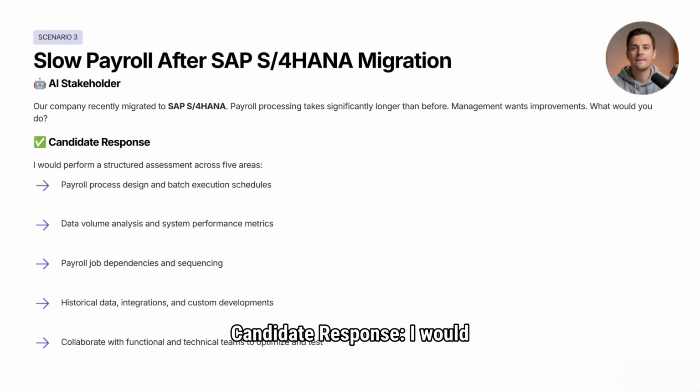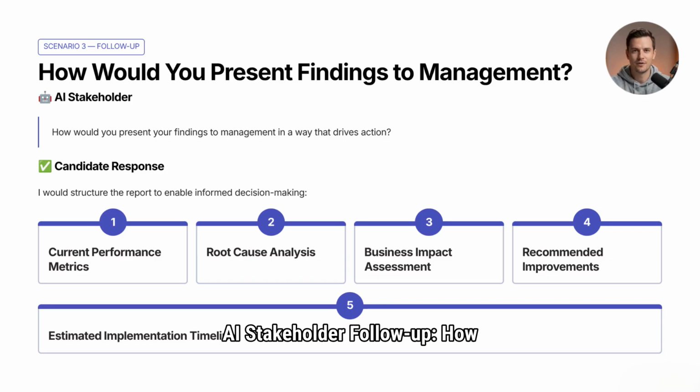Candidate response: I would perform a structured assessment covering payroll process design, batch execution schedules, data volume analysis, system performance metrics, and payroll job dependencies. I would identify bottlenecks affecting execution time and review whether historical payroll data, integrations, or custom developments contribute to delays. Next, I would collaborate with functional and technical teams to optimize processing and validate improvements through controlled testing. AI stakeholder, follow-up: How would you present findings to management?